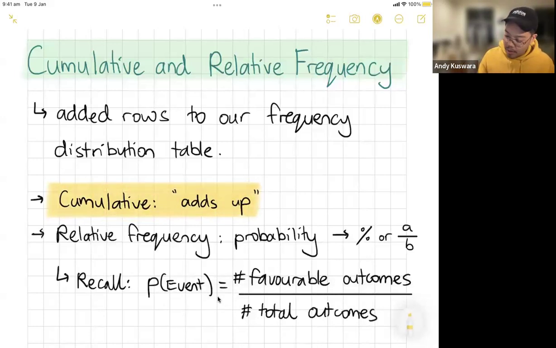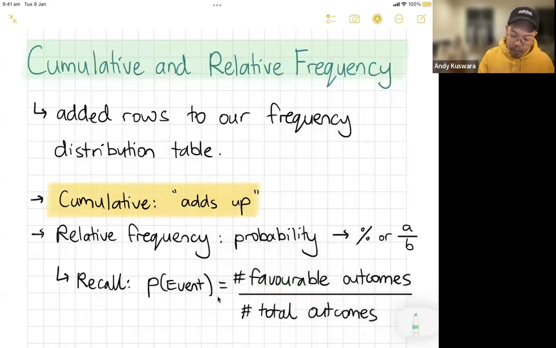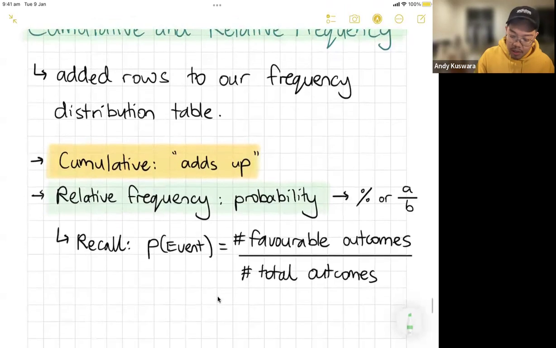You're adding numbers up. Now, for relative frequency, what you're doing here is finding the probability. We've kind of done that before. Just don't forget that your probability is always the number of favorable over your number of total. If you want to change it to a percentage, take your fraction and multiply it by 100. Okay, now, this is what it's going to look like.